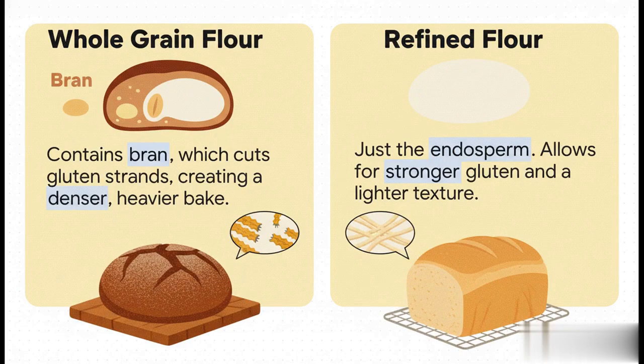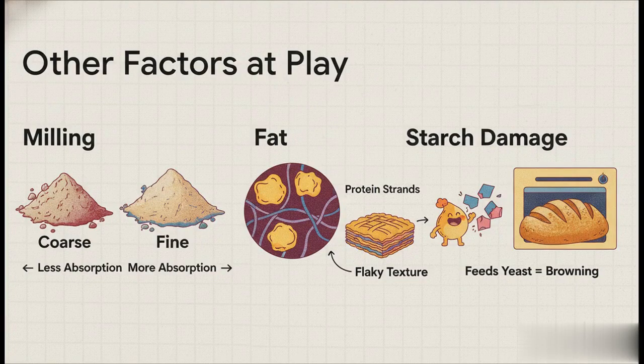And remember that whole wheat flour mystery? Here's the solution. Whole grain flour contains the bran and the germ. Those little sharp bits of bran act like tiny knives, and they physically cut and shred the gluten strands while they're trying to form. That's what creates a denser bake. Refined flour is just the soft center of the wheat berry, so it lets those gluten strands grow long and strong. And there are even more little factors at play.